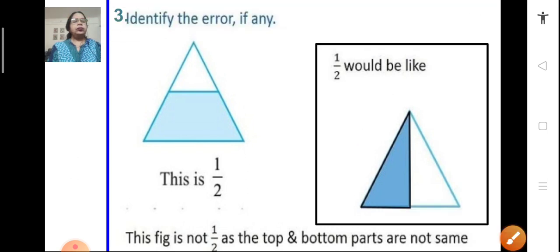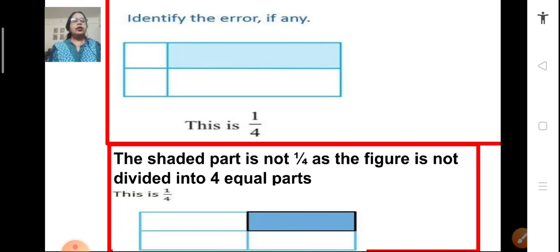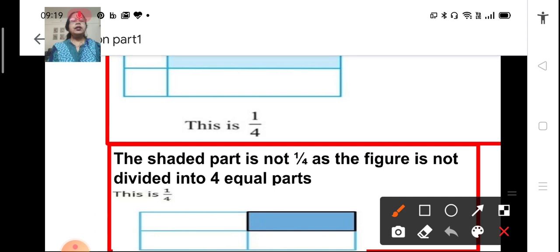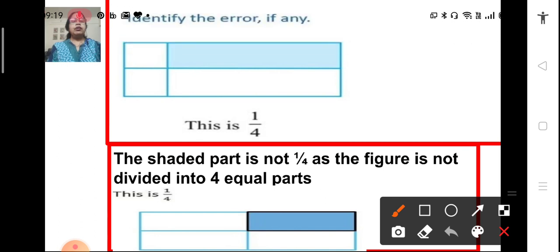Okay. Now here also we have to identify the error, the problem, the mistake. Here the figure is divided into 4 equal parts, but are the parts equal? No, all the 4 parts are not equal. So is the shaded part 1/4 of the figure? No, the shaded part is not 1/4, as the figure is not divided into 4 equal parts. So 1/4 will be like this. Here it is shown in this figure. It is divided into 4 equal parts. So this is 1/4 of the figure.